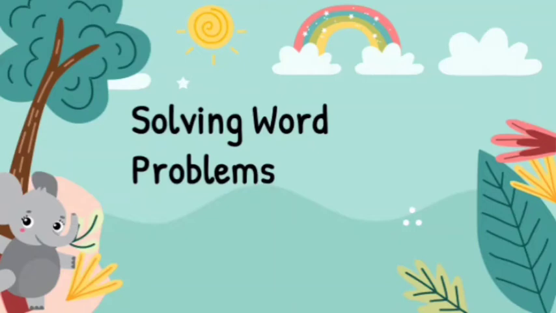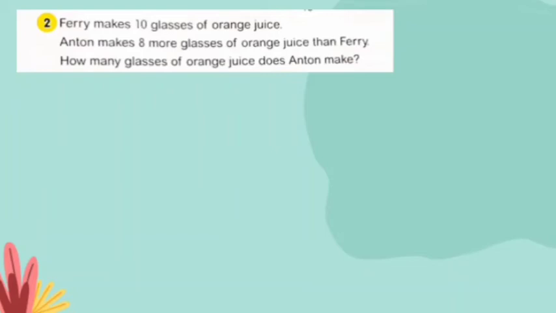And this is solving word problems that we studied on Monday. It is the last topic that we studied. Do you still remember? Okay, I have this problem. Ferry makes 10 glasses of orange juice. Anton makes 8 more glasses of orange juice than Ferry. How many glasses of orange juice does Anton make?